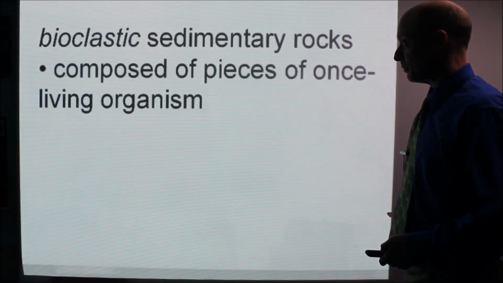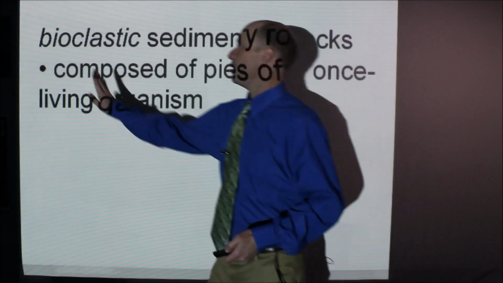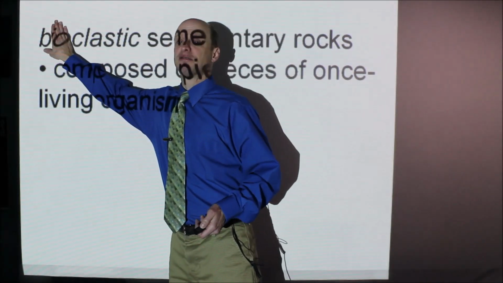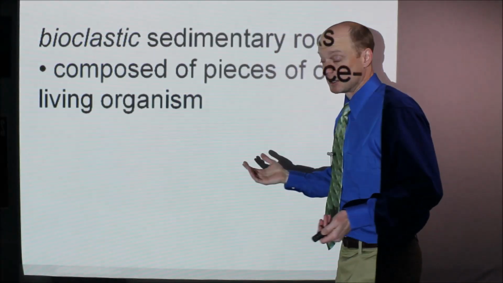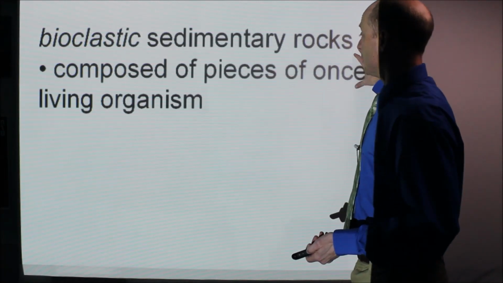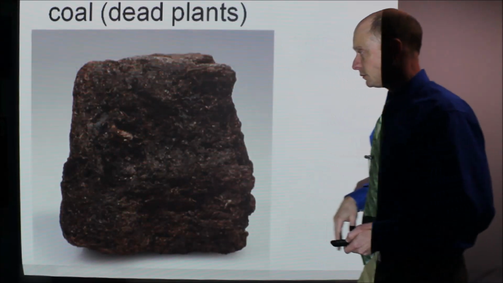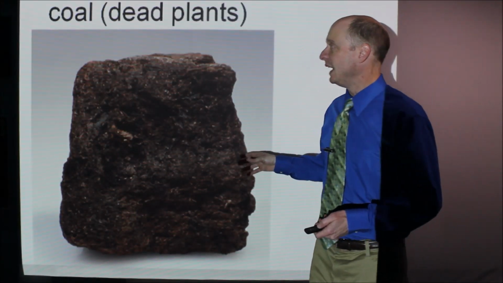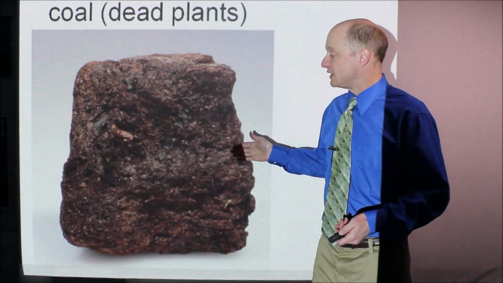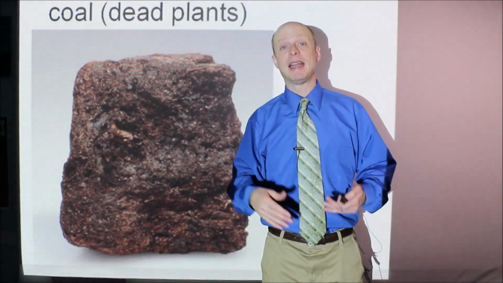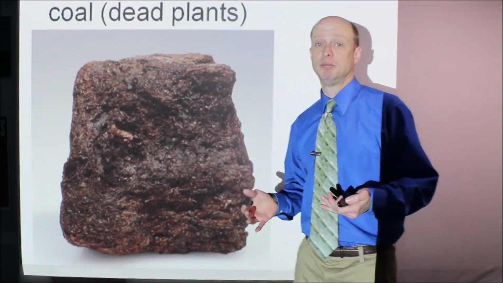The other type of sedimentary rock are bioclastic. Okay, bio means life and clastic means fragments. So it's fragments of things that were once living. So they're composed of pieces of once living organisms. So this is an example of coal, and this is an early stage of coal, and it's basically dead plants compressed together. That's what coal is.